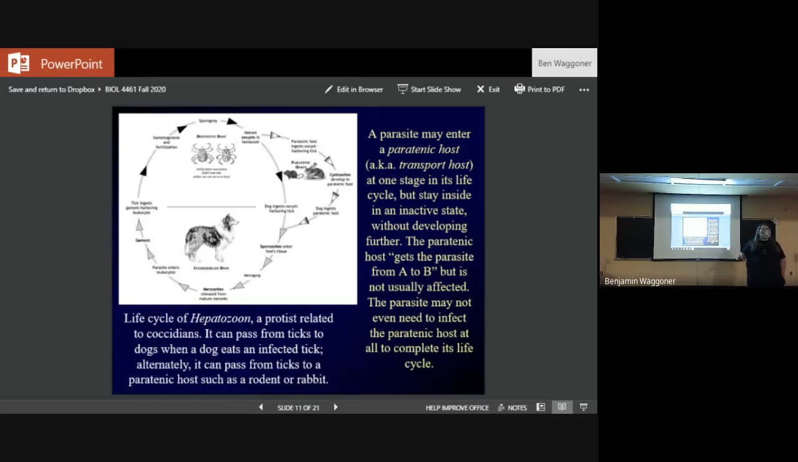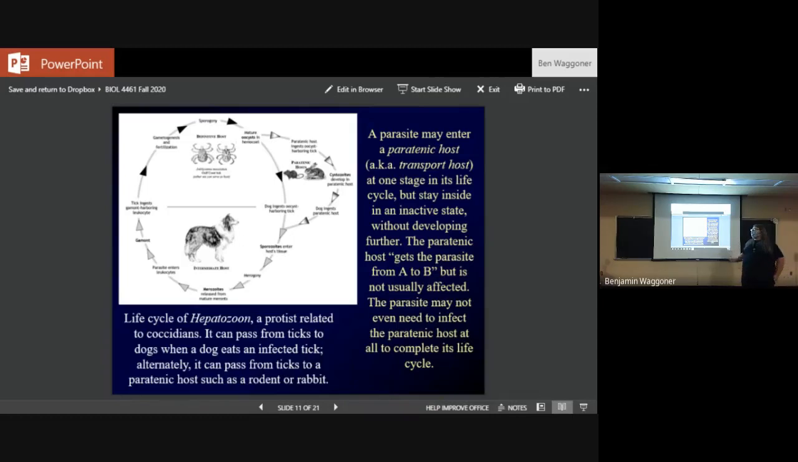This is not always easy to tell from phoresy, like the remoras hitching a ride on sharks or something like that. The paratenic host basically gets the parasite from A to B, but it's not usually severely infected. And in fact, sometimes the paratenic host is optional. The parasite may not even need to find a paratenic host in order to complete its life cycle.